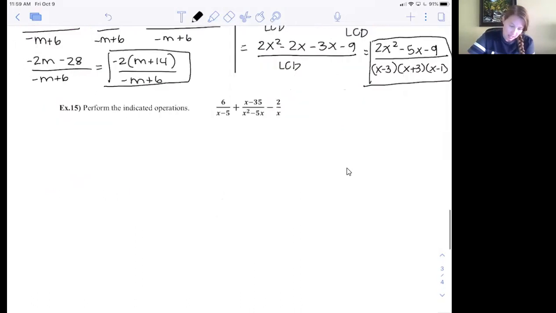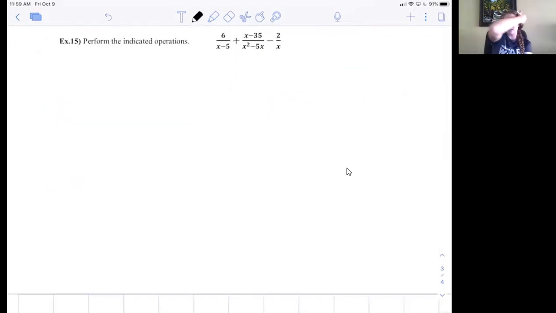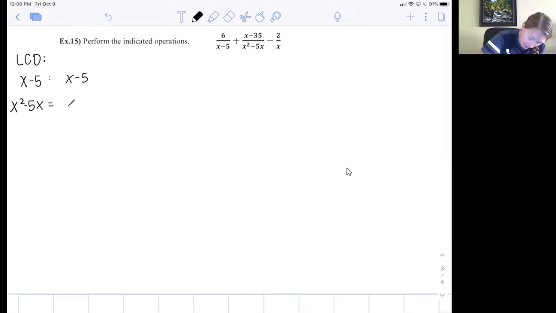Okay, last one. A little more complicated because I've got 3, but don't let it scare you. So I've got to find my LCD first, okay? I've got to get a common denominator between all of them. So I have x minus 5. I'm just going to keep that as x minus 5. I can't reduce that at all. I've got x squared minus 5x. That I can take an x out, so I'm left with x times x minus 5. And then x, I'm just going to keep that as x.